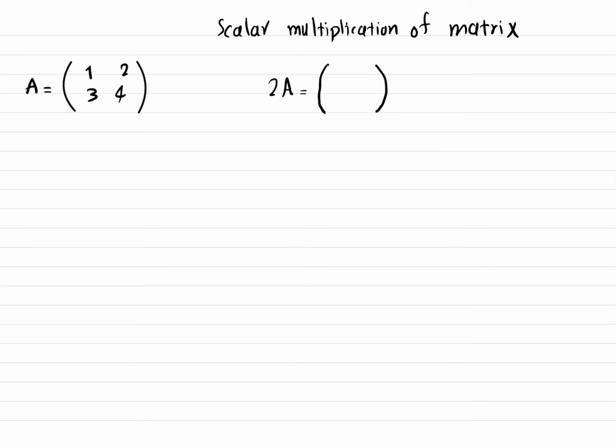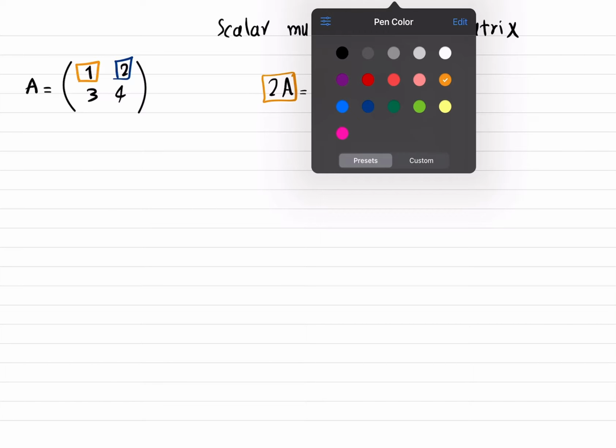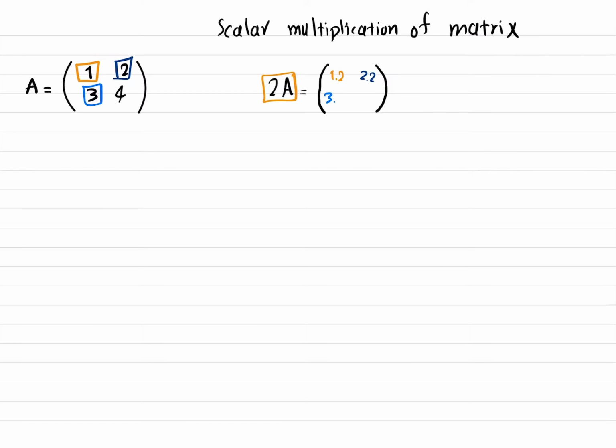It's very easy. For example, here the first element is 1 and here we have 2A. So it will be 2, or we can say 1 multiplied with 2. And here we have 2, again 2 multiplied 2. And here we have 3, 3 multiplied 2. And here we have 4, 4 multiplied 2. And let's write the results. Okay, 2, 4, 6, and 8.